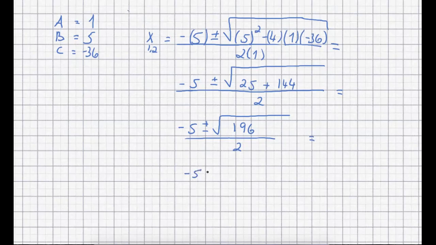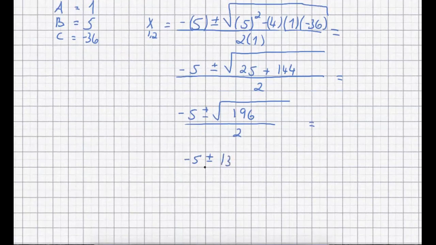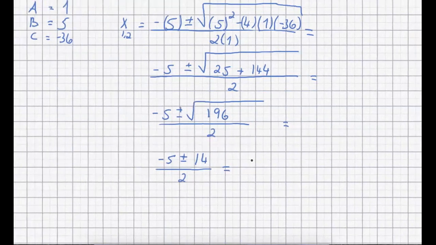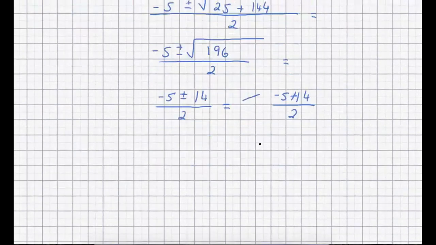So it's minus 5 plus minus square root of 196, divided by 2. Why 13? It's 14. Is it 196 divided by 2, or the square root of 196? The square root of 196 is 14. Oh, right. Because that we do at the end. And now what? So it's minus 5 plus 14 divided by 2. Perfect. And minus 5 minus 14 divided by 2. Right.